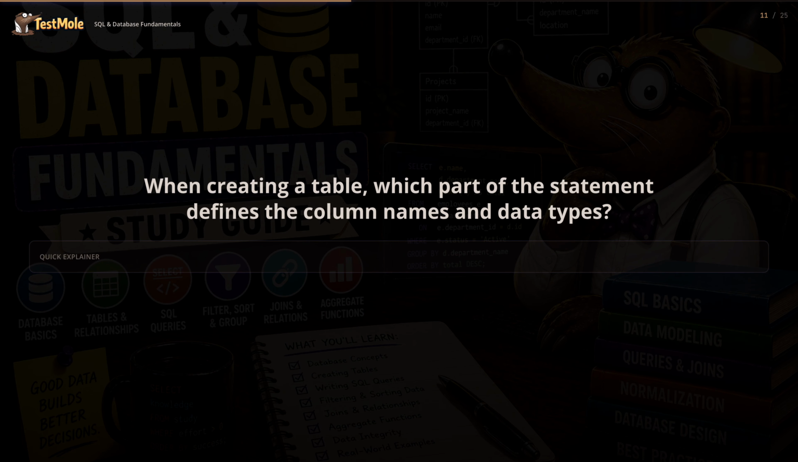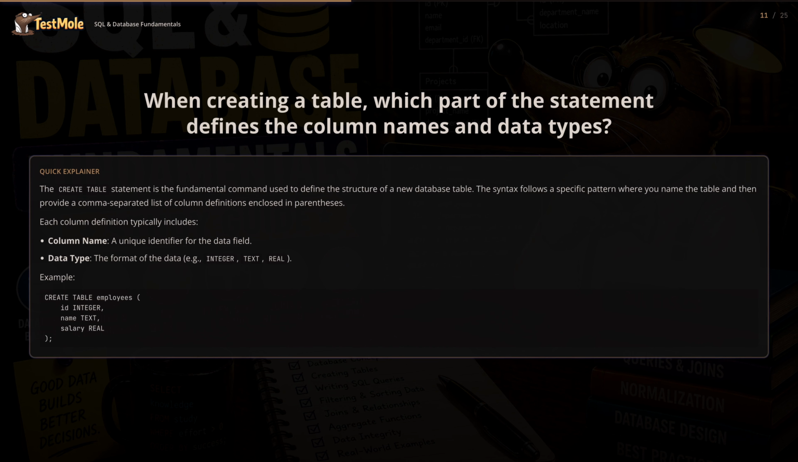When creating a table, which part of the statement defines the column names and data types? The create table statement is the fundamental command used to define the structure of a new database table. The syntax follows a specific pattern where you name the table and then provide a comma-separated list of column definitions enclosed in parentheses. Each column definition typically includes column name, a unique identifier for the data field. Data type, the format of the data, e.g., integer, text, real.